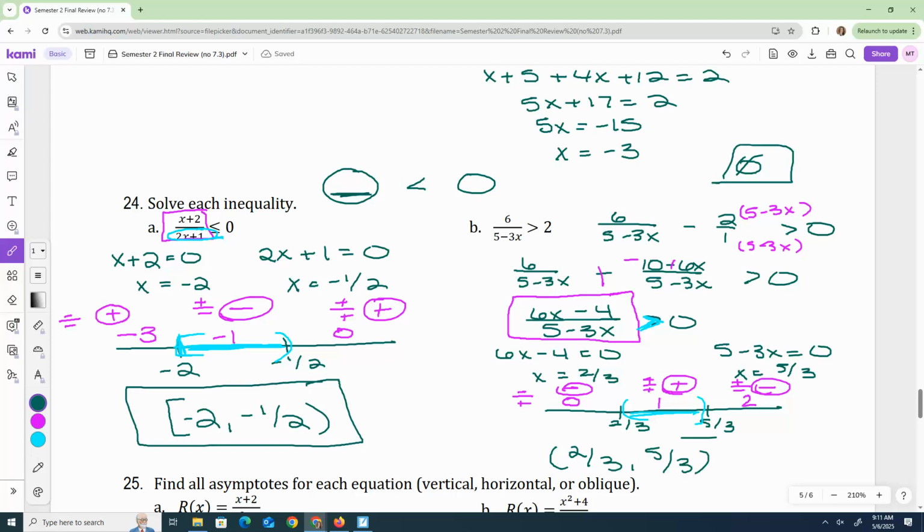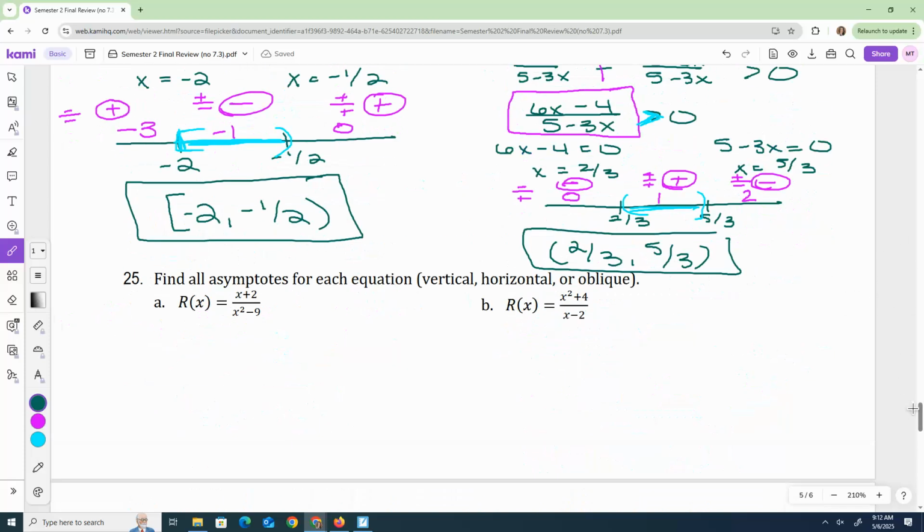If I had done negatives, then we would have had an interval: negative infinity to 2/3, union 5/3 to infinity. Questions on that one? So those inequalities, you might need to look back over. The rules are a little bit different for them. We have to have our sign lines.